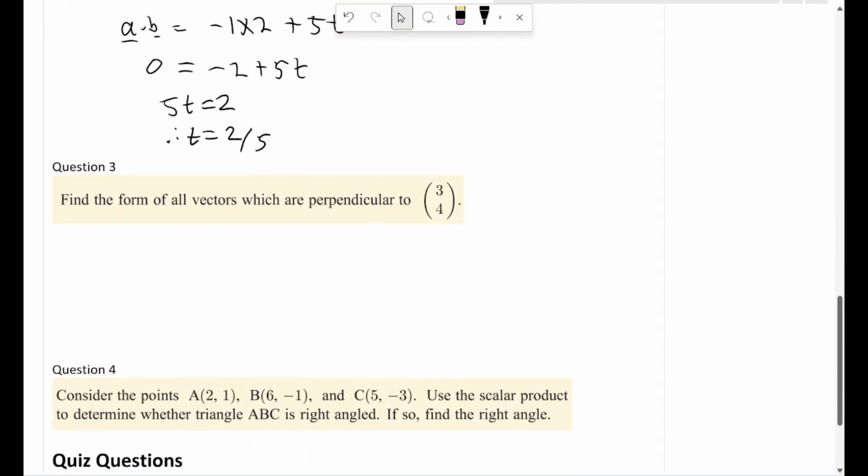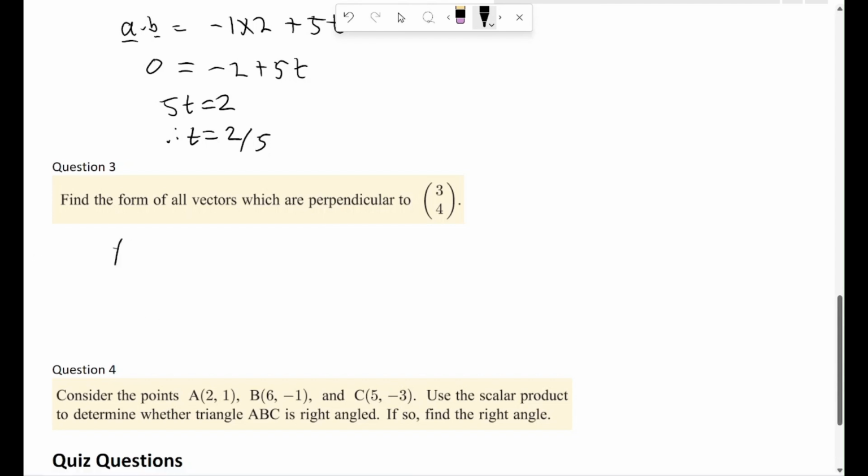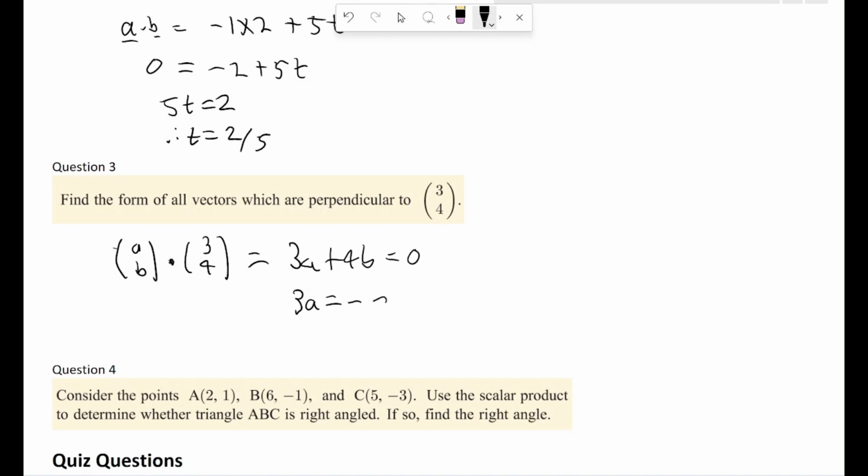Find all vectors which are perpendicular to 3, 4. So let's just say the vector looks like this, A, B, like those are the two numbers in the vector. AB dotted with 3, 4 is supposed to equal 0. So that's 3A plus 4B equals 0. And then we can sort of just think about what the vector is going to look like. So maybe 3A equals minus 4B. So A is going to be minus 4/3 of B.